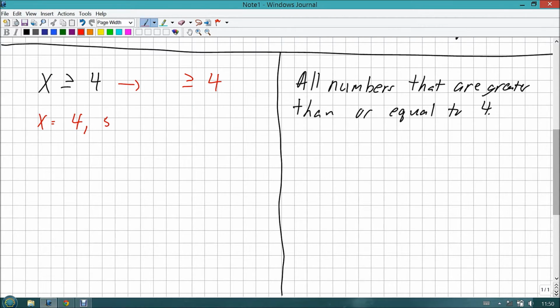What about 5? Is 5 greater than or equal to 4? Well, yes, 5 is greater than 4, so it will work out. What about 6? Well, 6 is greater than or equal to 4. 7, 8, 8 and a half, 8 and a quarter, 8 and 3/4. All kinds of numbers are greater than or equal to 4. So the real question is, how do we show this?